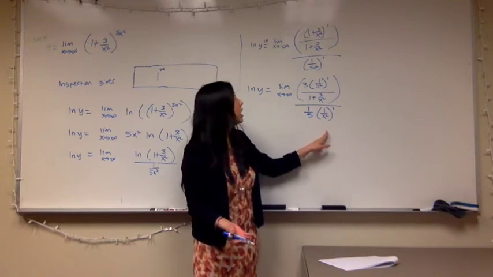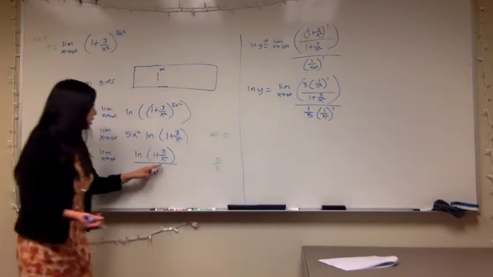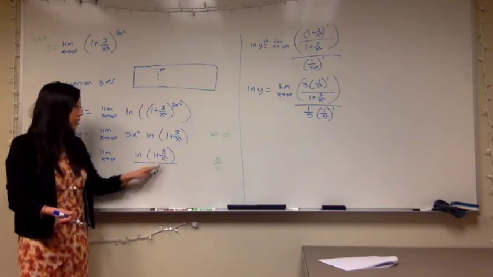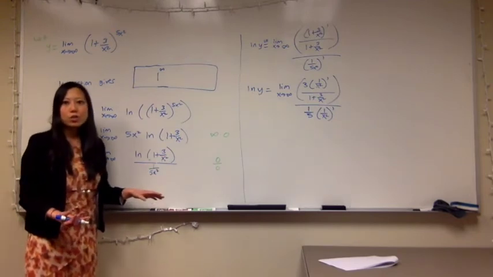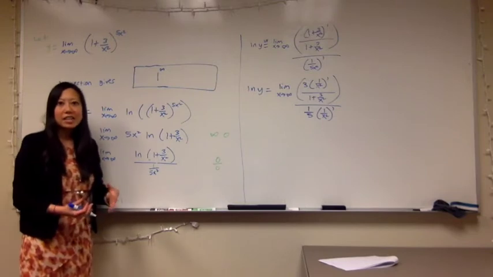And that typically happens when the powers are the same, right? The powers here are the same, so we could try the shortcut. If the powers were not the same, it's not going to cancel out nicely.